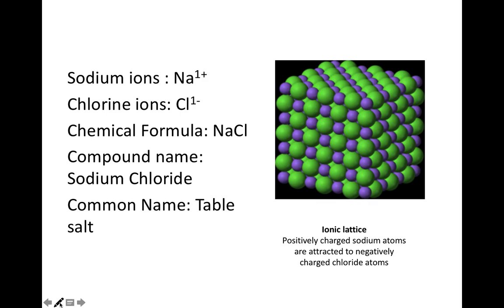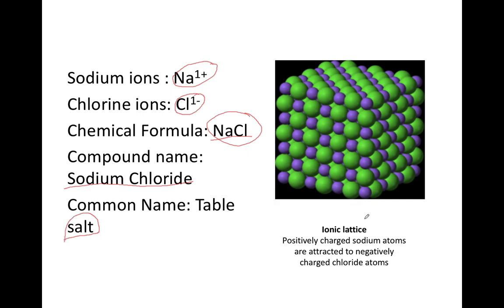An example of an ionic compound would be table salt, as we just learned about. Table salt is made up of sodium ions and chlorine ions. The chemical formula for table salt is NaCl, and the compound name is sodium chloride. We don't usually say sodium chloride when we talk about salt, we just call it salt. That is referred to as the common name.